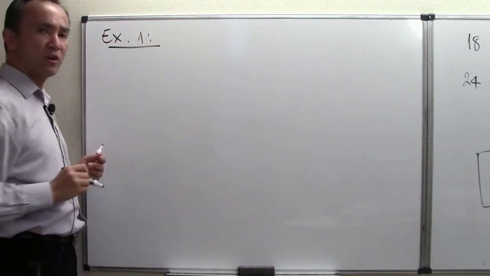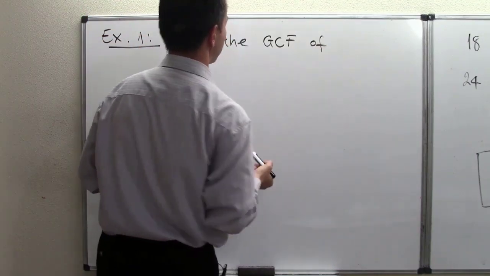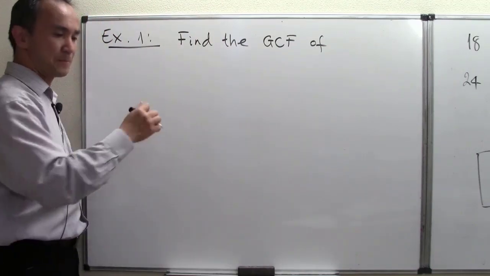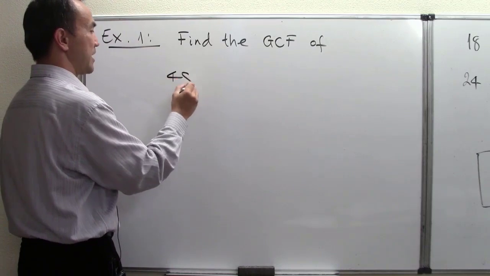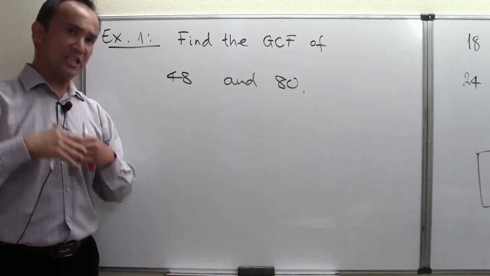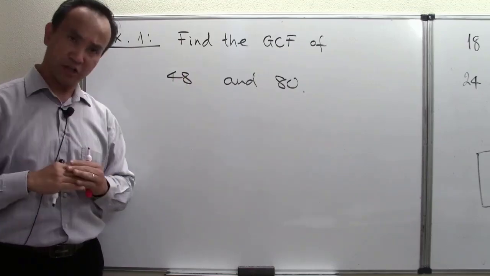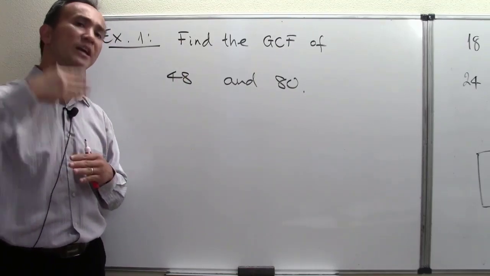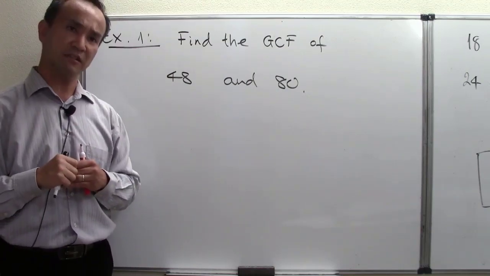And now I'm starting with example 1. In this problem, I would like to find the GCF of 48 and 80. The example here strengthens the method that I have shown previously, and also sets anyone learning from the lesson into a certain routine of how we can carry out the steps.